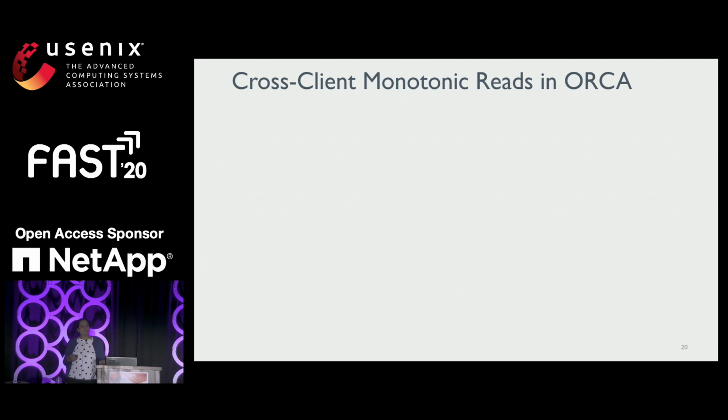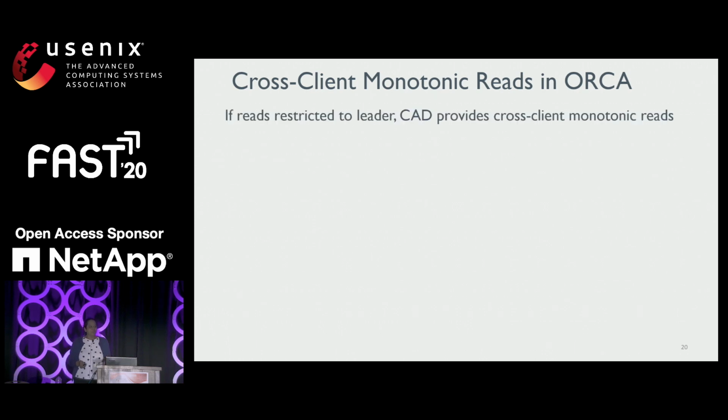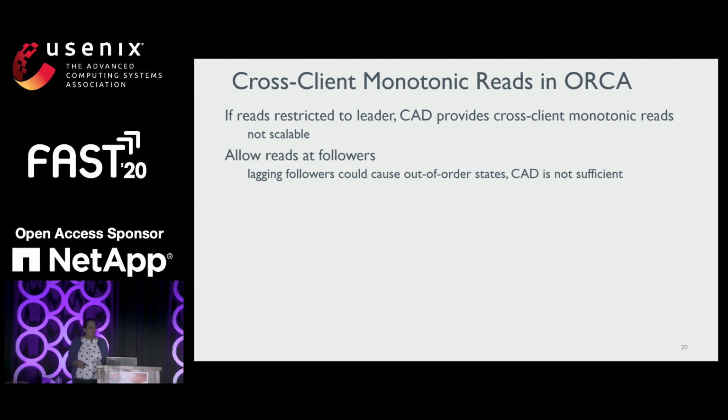So if reads are just restricted to the leader, just consistency of durability alone would provide cross-client monotonic reads. However, this approach is not scalable. But if we allow reads to proceed at all the followers, it's possible that a read goes to a follower that does not have all the data and then expose out-of-order states.